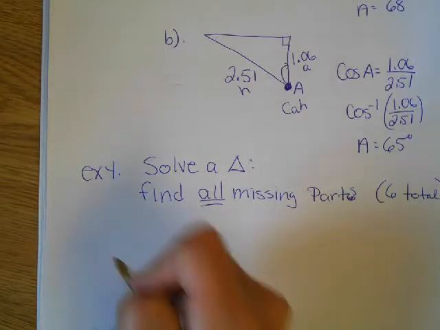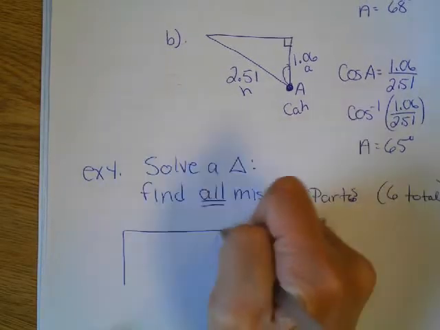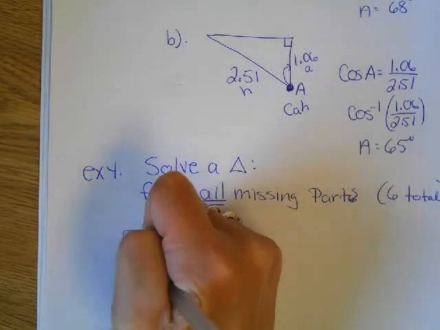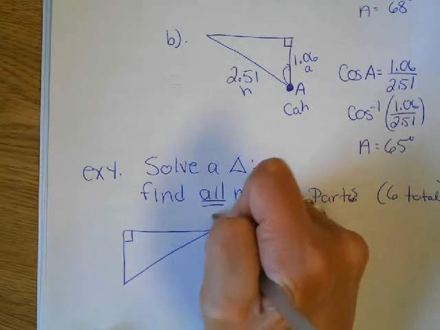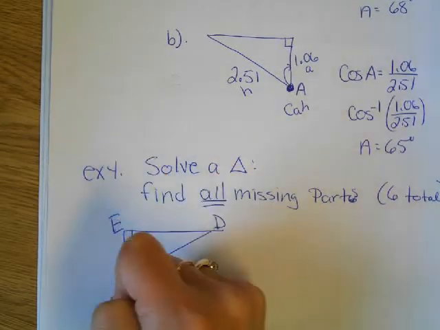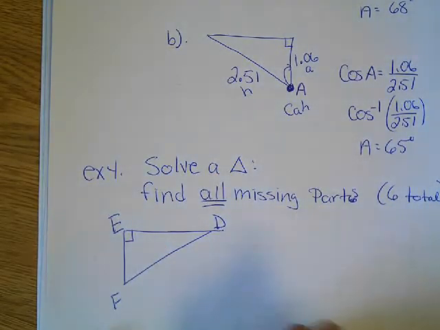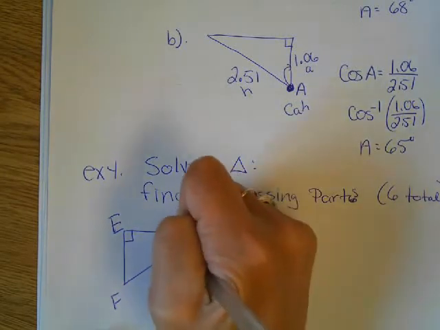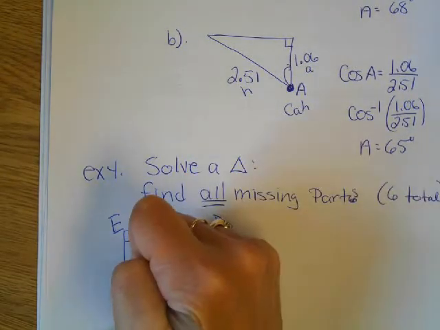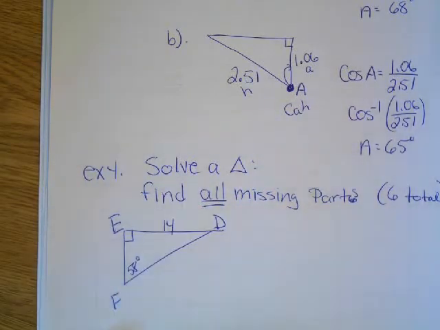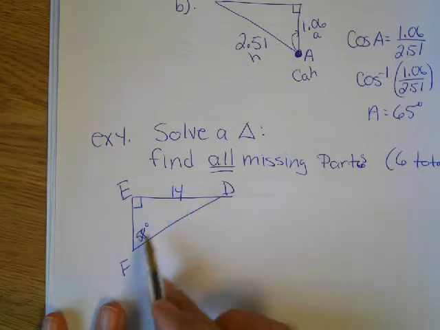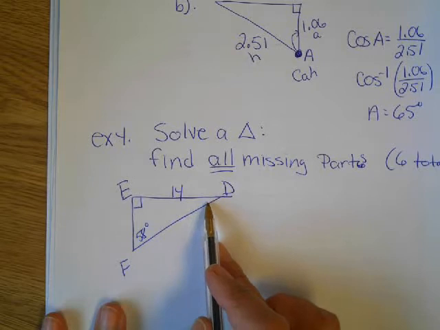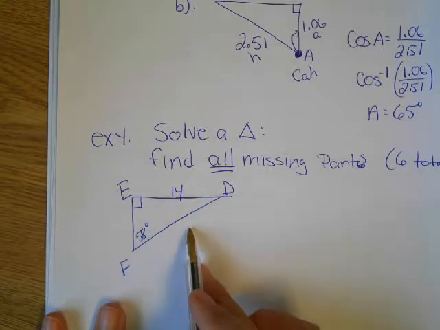So let's start with 1 and see what we get. So we'll go D, E, F. I'm going to give you 14 here and 58 degrees here. So if you look at this, we have the 90, the 14, and the 58 given. That means there's 3 pieces we don't know. Angle D, this side, and this side.